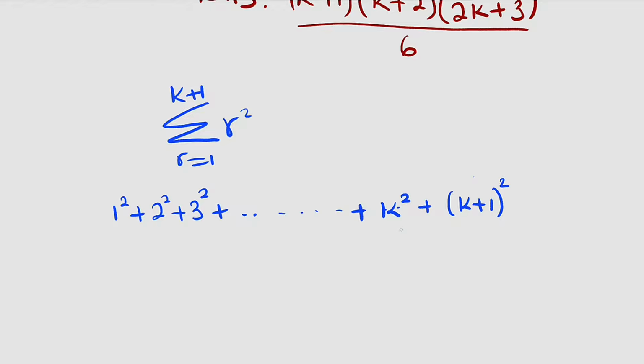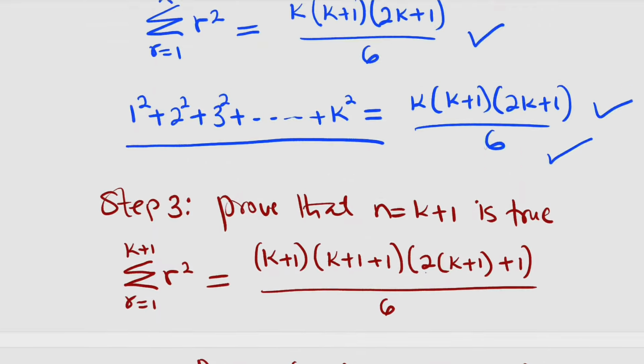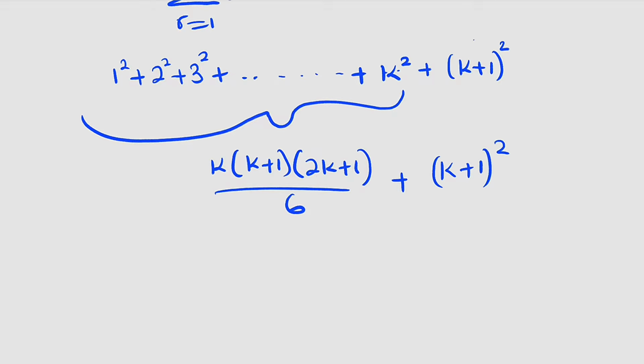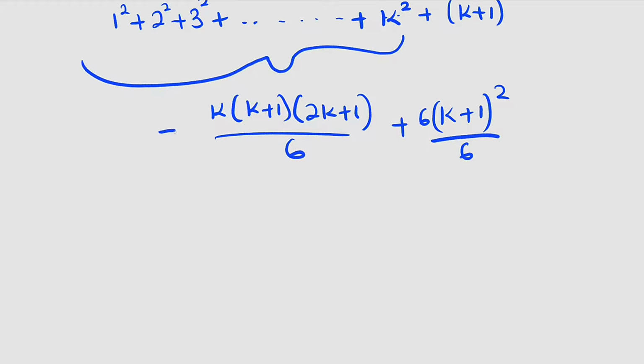One thing you should observe is that we have this previously, which is exactly equal to the right hand side here. K multiplied by k plus 1 multiplied by 2k plus 1 divided by 6, which we are going to replace here, but we still have another term, which is k plus 1 all squared. To rationalize it, you can divide it by 6 and multiply it by 6 just to have common denominators. Now let us add the numerators together.